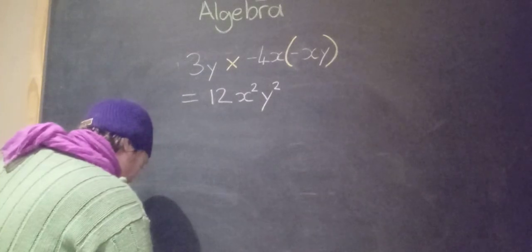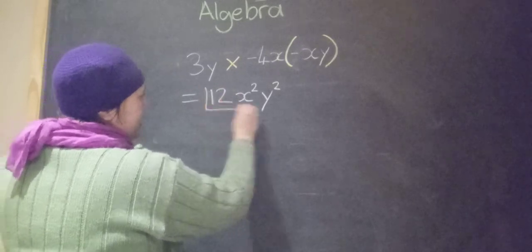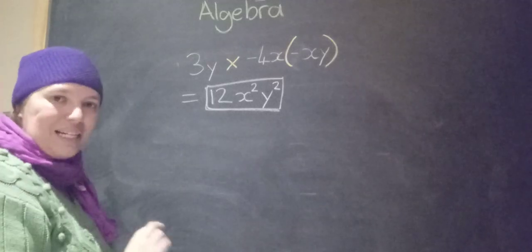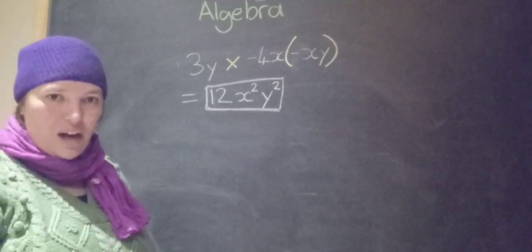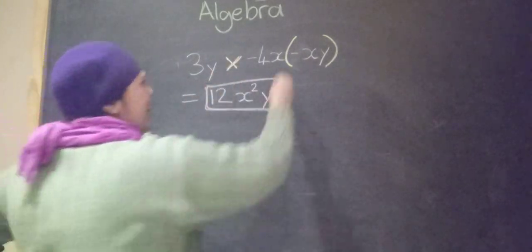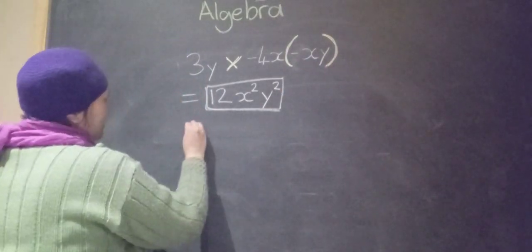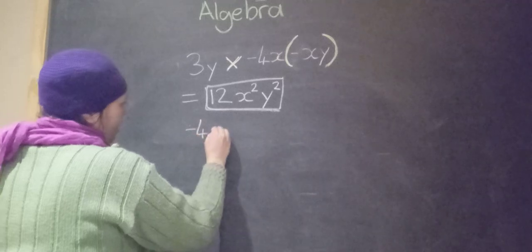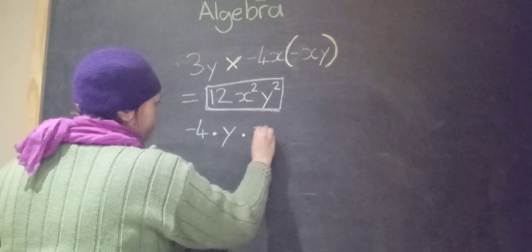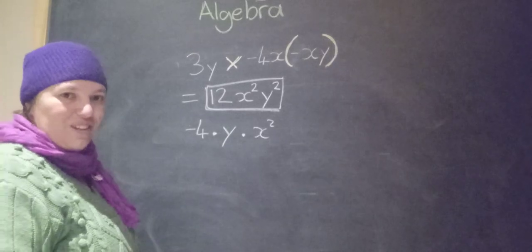I'm going to do one more just to show you. So if you've got things like this written together with no sign in between, then it automatically means that it is times. It's multiplication. That also means multiplication. That also means multiplication. And we can also write it like this. Which is basically also multiplication.